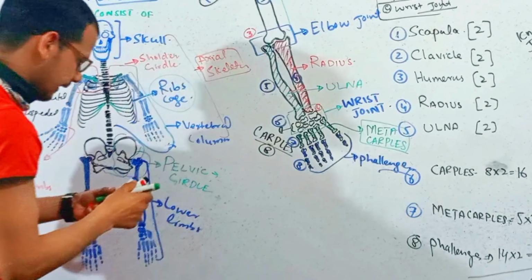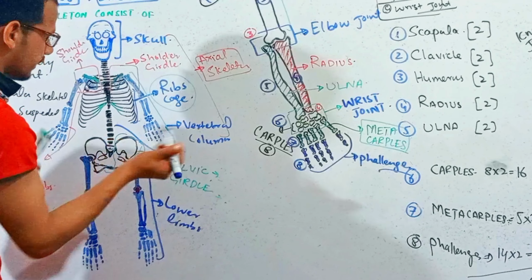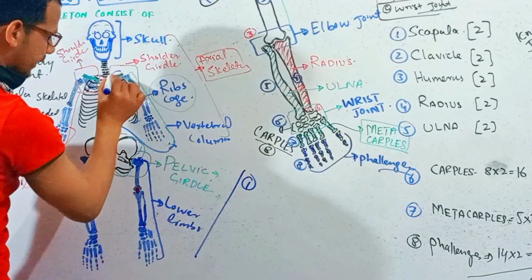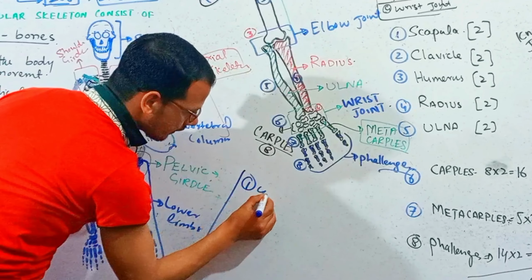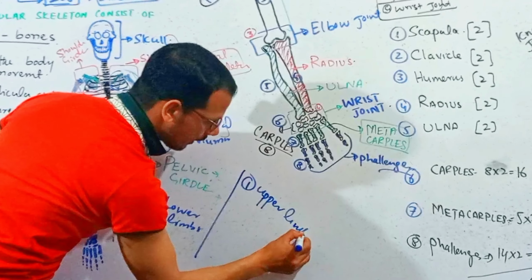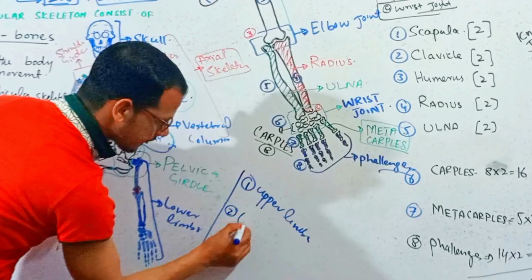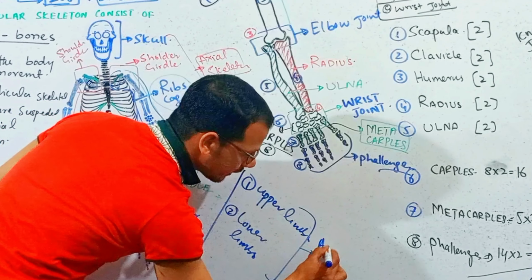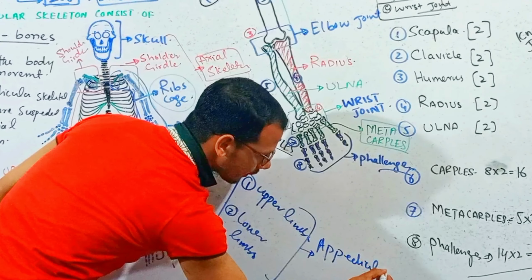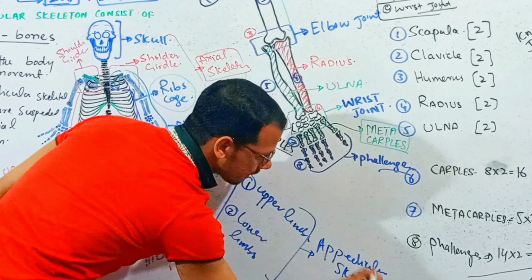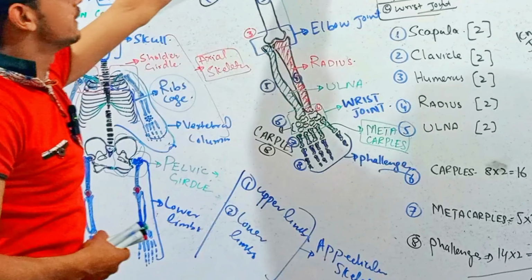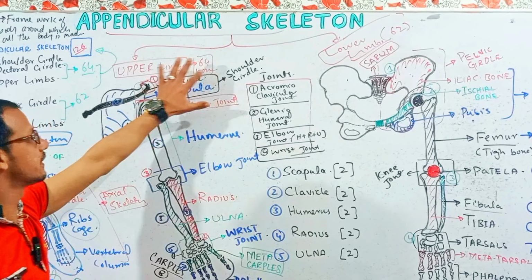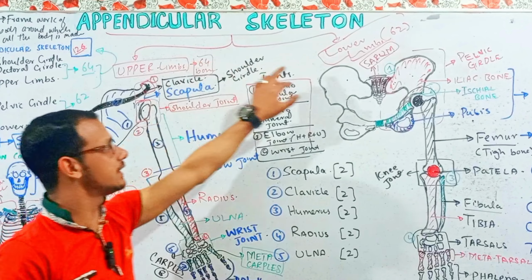For example, first I am numbering this whole area. This is the upper limbs, right? And this is the lower limbs. These upper and lower limbs make the appendicular skeleton, right? Here we have discussed the bones of the appendicular skeleton separately. So the appendicular skeleton is divided into the upper limbs and the lower limbs.